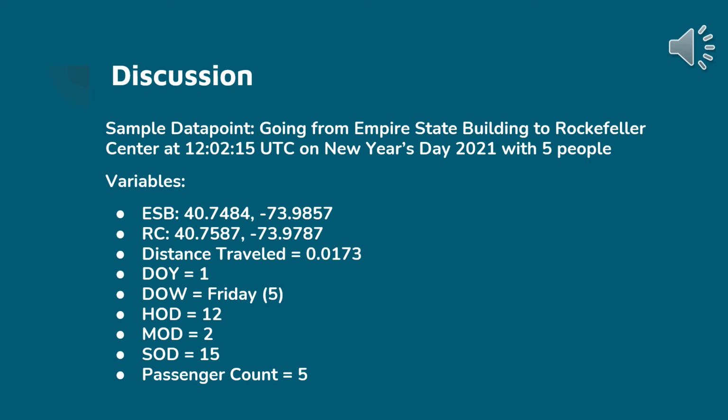0.0173. Day of the year is 1. Day of the week is Friday, which is 5. Hour of the day is 12. Minute of the day is 2. Second of the day is 15. And the passenger count here is 5.